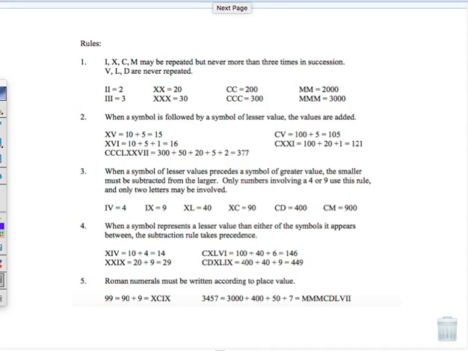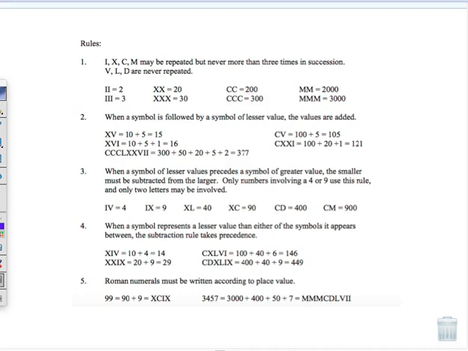There are 5 rules that go with Roman numerals. So number 1, I, X, C, M may be repeated, but never more than 3 times. So that's very important that you know. We never write them more than 3 times. Hopefully you already know the rules for 4. Number 2, when a symbol is followed by a symbol of lesser value, they are added. So if you have an X and then a V, V is of lesser value, so that is added.